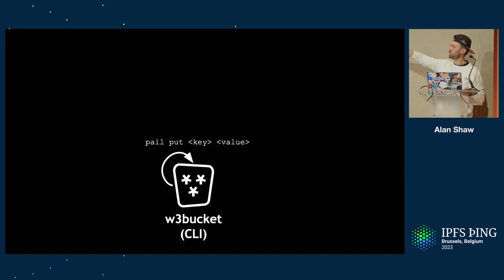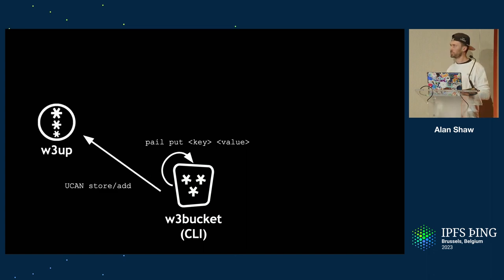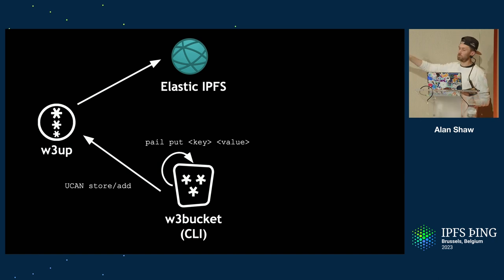Hopefully real quick. Just like with the Pail CLI you saw earlier, putting a new value updates your local Pail, and that generates a diff, which is probably the second slide I showed. The diff is just a set of blocks that were added, a set of blocks that were removed, and a new root. And those added blocks are then stored using W3UP. W3UP, like I said, is the new web3.storage API for uploading data using UCANs for authorization. And W3UP does the job of getting these blocks into Elastic IPFS and into Filecoin. If you want to know more about Elastic IPFS, there was a talk at IPFS Camp that I gave. You should go look that up because it was great, in my opinion.